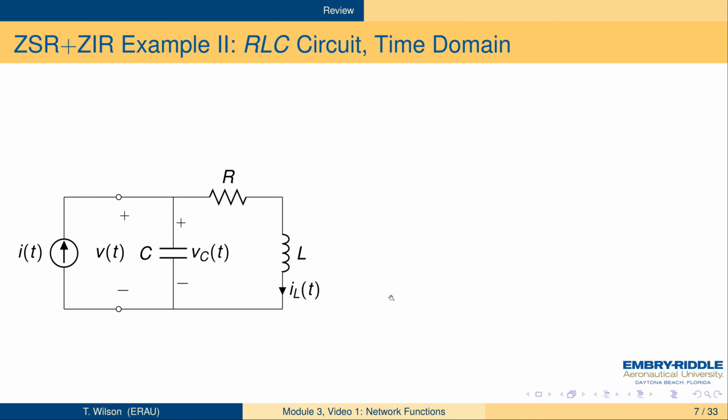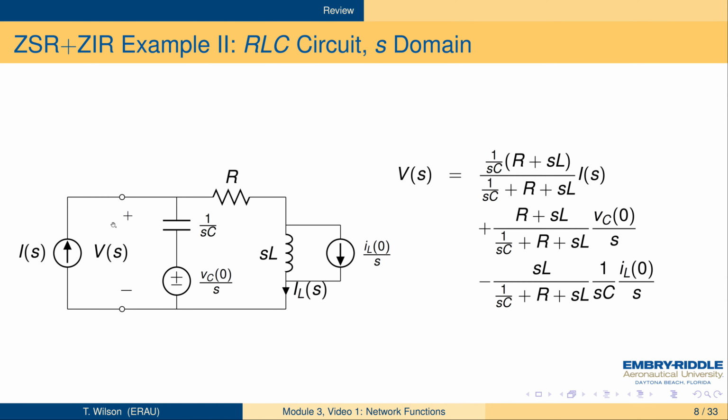We have this not quite parallel, not quite series RLC circuit. We have the capacitance in parallel with the resistor in series with the inductor here, and we're driving it with a current source, and we're interested in the voltage at the terminals we're driving it at. So this is a driving point situation.